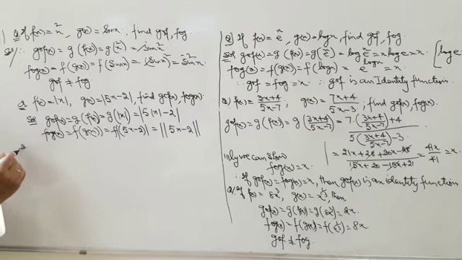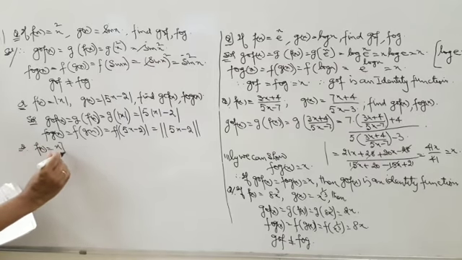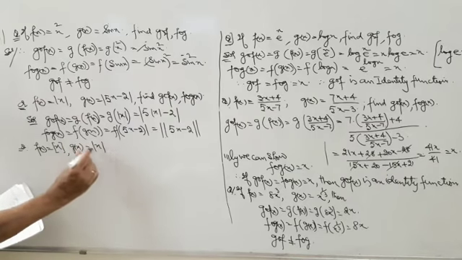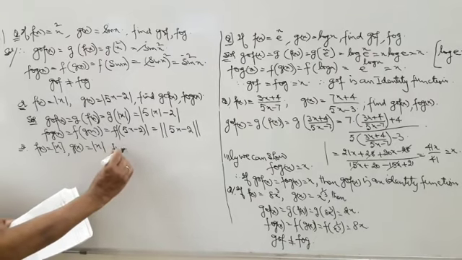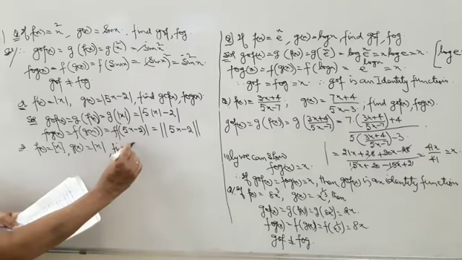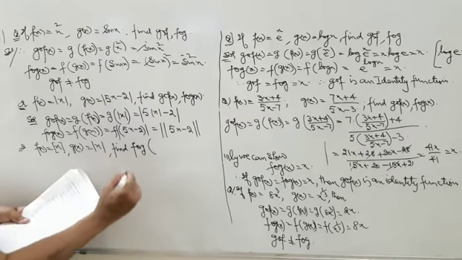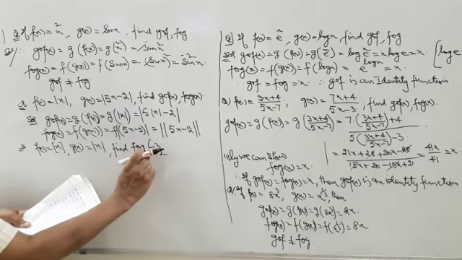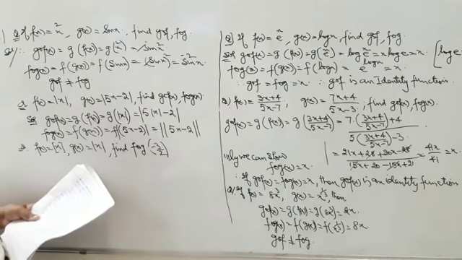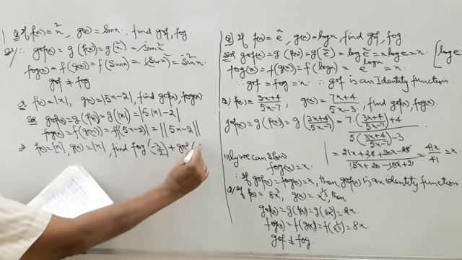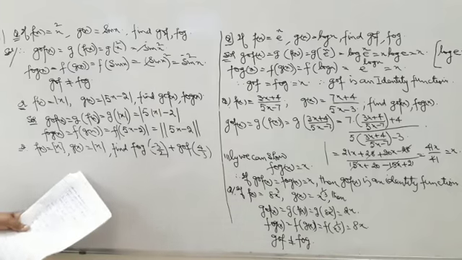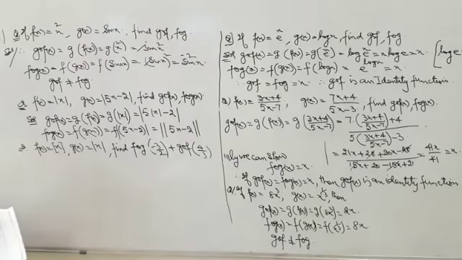f(x) is equal to the integer part of x, g(x) is equal to the modulus of x. Find the value of f circle g of minus 3 by 2 plus g circle f of 4 by 3. So let us try here.